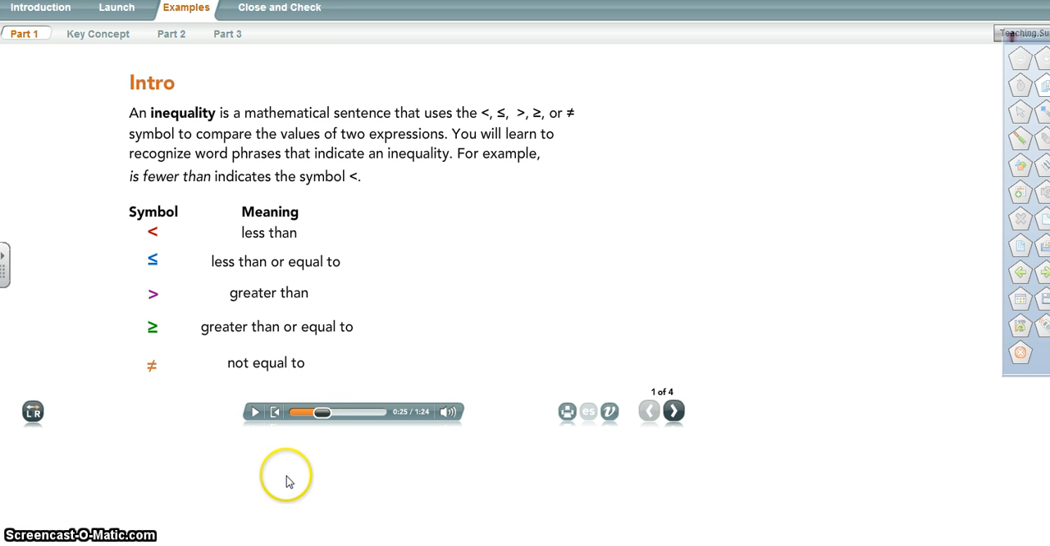Okay, I'm just going to give you a moment to make sure that you copy each symbol that goes with each word phrase. It's going to be important that you learn how to recognize these symbols. Like when you see the first symbol here in red, you should know that that means less than and not greater than. A lot of times we can get the two confused.